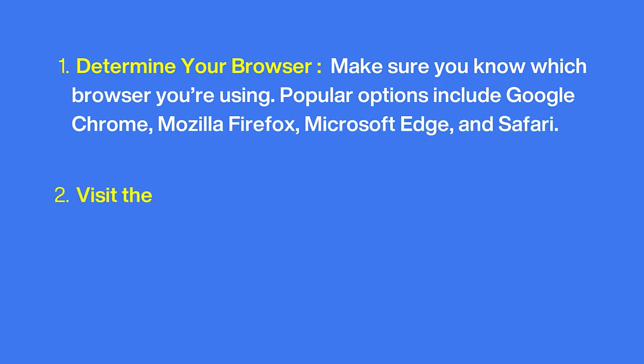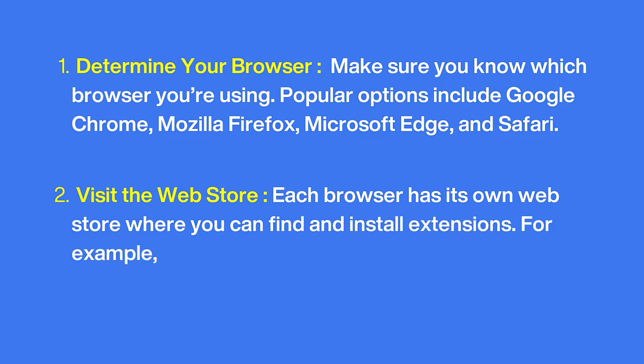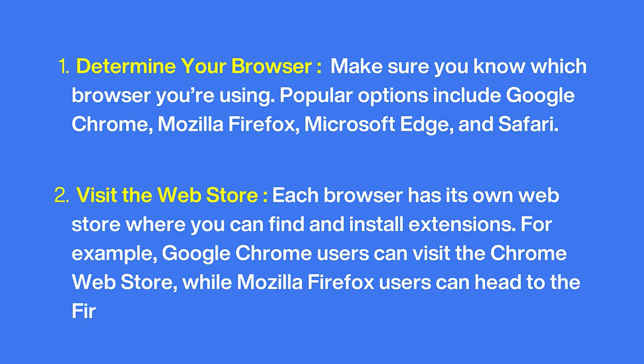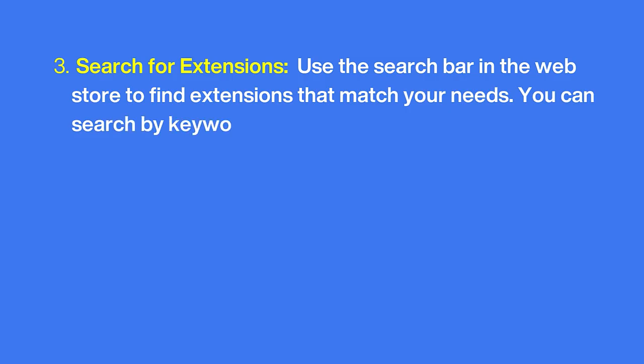Number two, you visit the web store. Each browser has its own web store where you can find and install extensions. For example, Google Chrome users can visit the Chrome Web Store, while Mozilla Firefox users can head to the Firefox add-ons site. Number three is you search for extensions. Use the search bar in the web store to find extensions that match your needs. You can search by keyword, category, or rating.